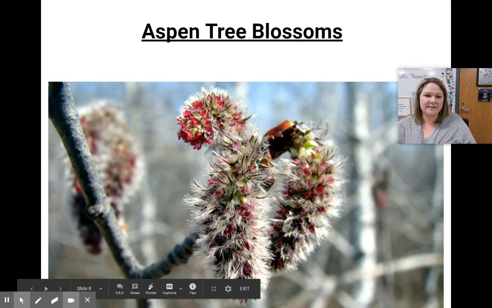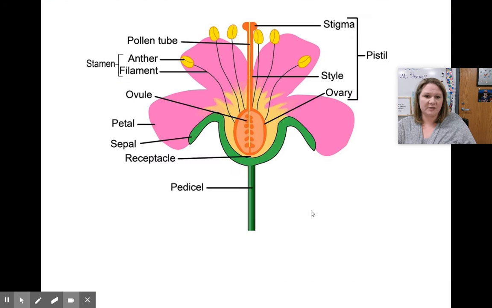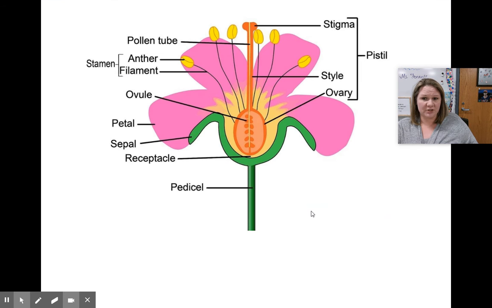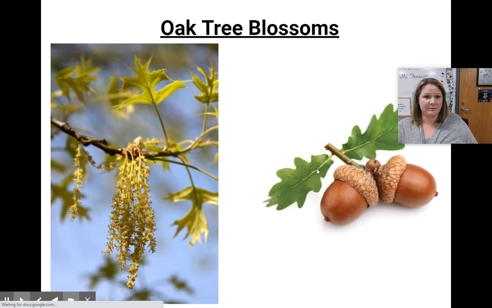Okay, so plants, once again, can do 2-parent reproduction, as can many animals. Again, sexual reproduction, we have 2 parents contributing genes to the offspring, and the child is going to get half their DNA from each parent. That is the big thing with 2-parent reproduction. And we will talk more about how these genes get passed on in the rest of our chapter.